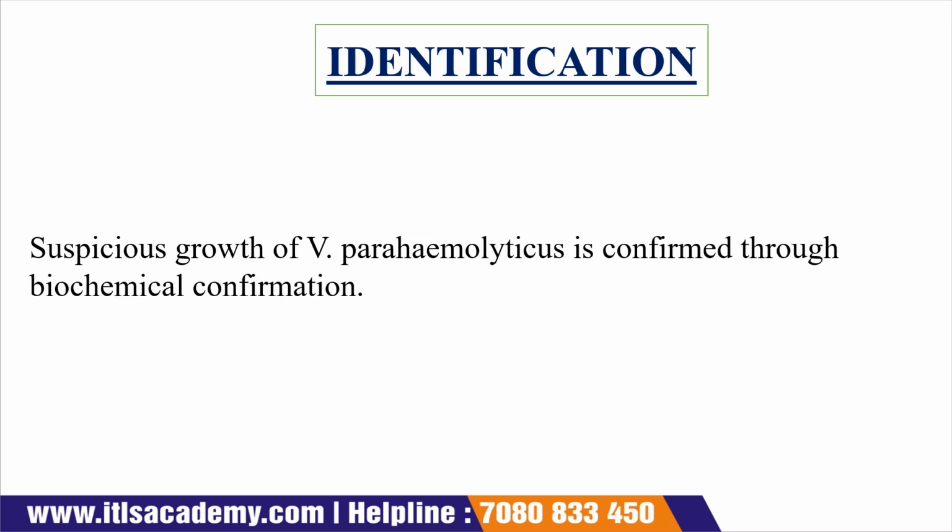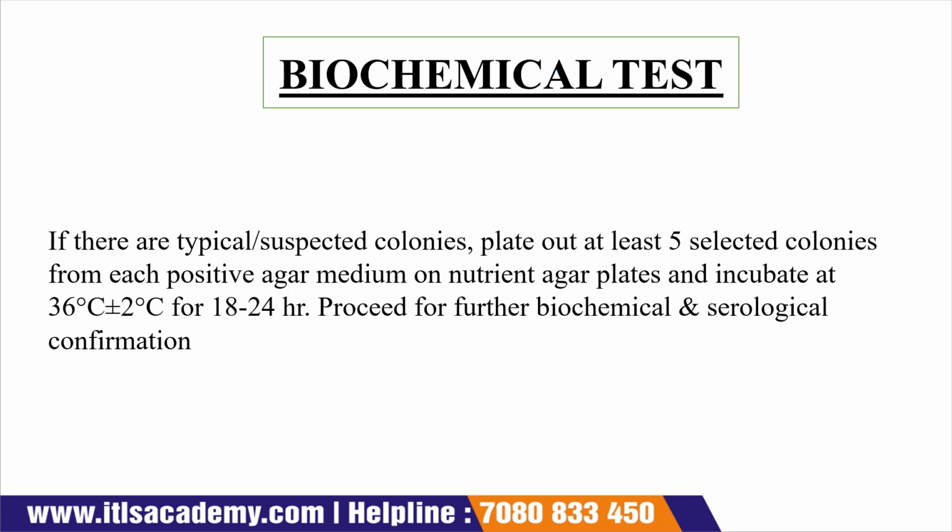Now, identification. Suspicious growth of Vibrio parahaemolyticus is confirmed through different biochemical confirmations, and these confirmations are what? They are the biochemical tests. If there are typical suspected colonies, then we select at least 5 colonies from a positive agar medium, and then we streak it on a nutrient agar plate and again incubate it at 36 degrees Celsius for 18 to 24 hours. Then after that we do a further biochemical or serological confirmation.